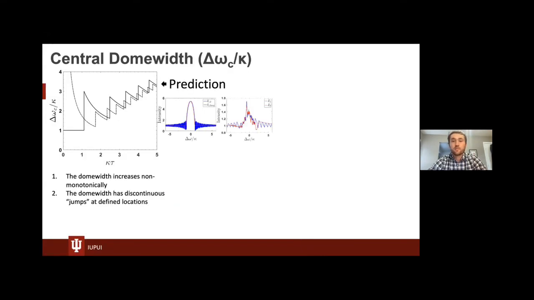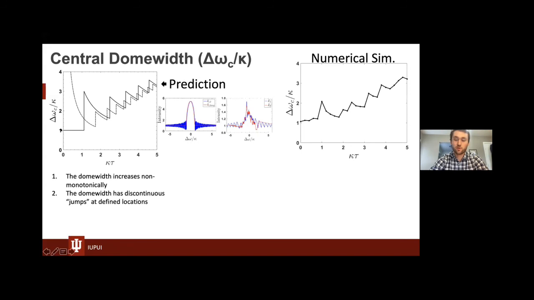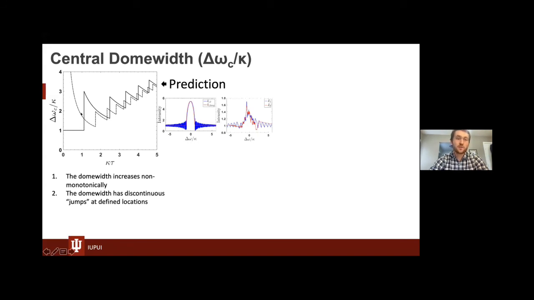The second prediction that we make concerns that central dome region, the PT transition location. Analytically, we can show that the PT transition should increase non-monotonically as a function of the delay time, and it should do so with these discrete jumps. So I'm plotting our prediction in the upper left-hand corner here. Just take a look at the solid black line. For 0 delay, we expect it to be 1. That's the typical PT transition. And then it has a sharp uptick, and it keeps going up non-monotonically.